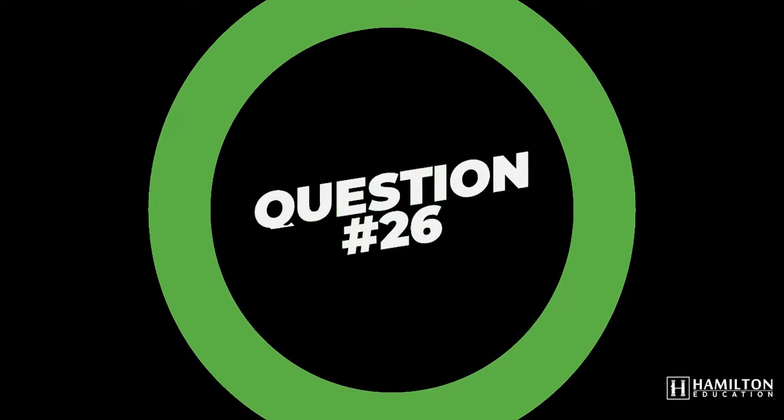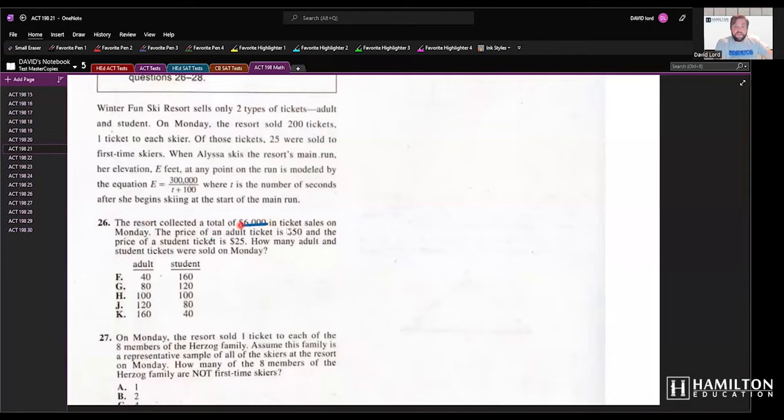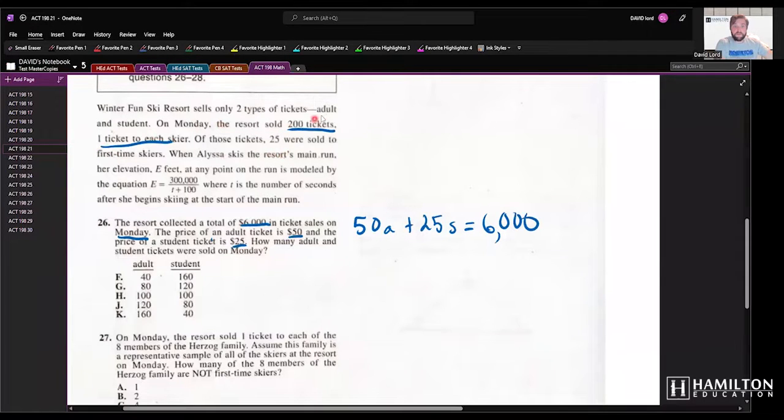Question number 26. The resort collected a total of $6,000 in ticket sales on Monday. The price of an adult ticket is $50, and the price of a student ticket is $25. How many adult and student tickets were sold on Monday? So I'm going to make an equation where 50 times the number of adults plus 25 times the number of students is equal to $6,000. However, we need more information. So if we look at the information provided above, it tells us that on Monday, they sold 200 tickets, one to each skier, and they were either sold to adults or students. So we can say that A plus S is equal to 200.